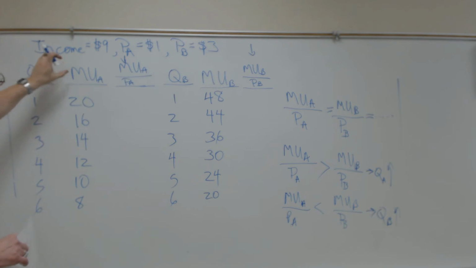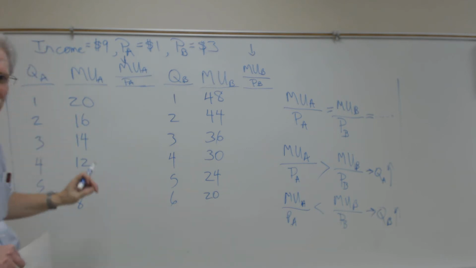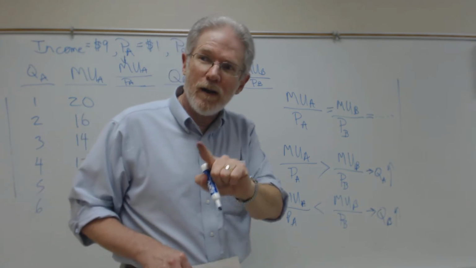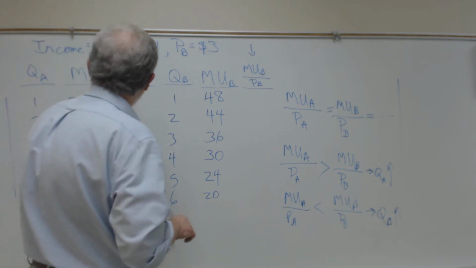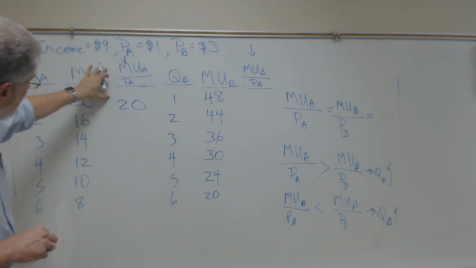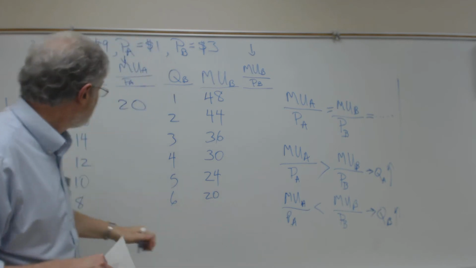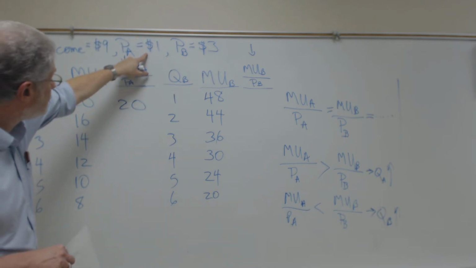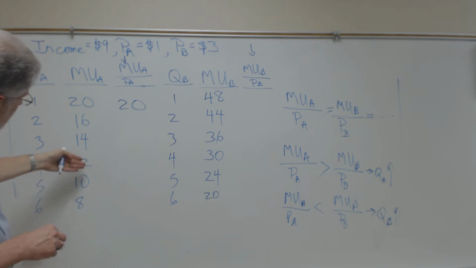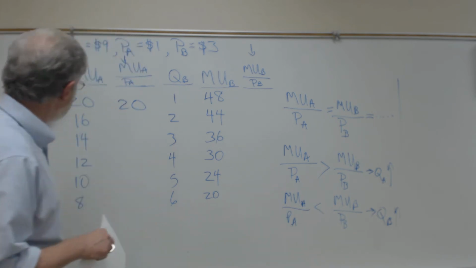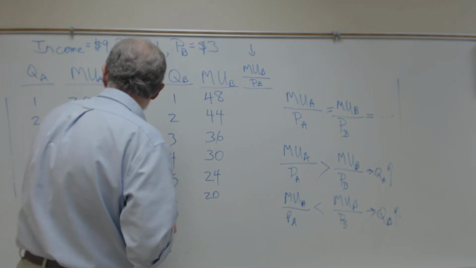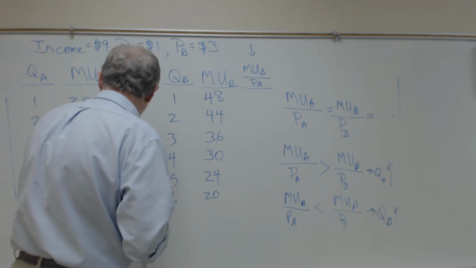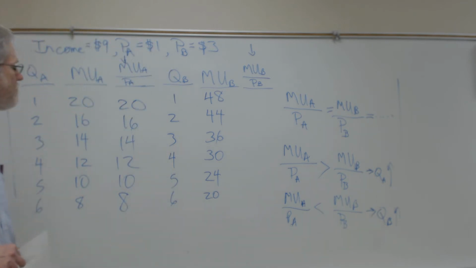See, this means if he gets the first apple, he gets 20 units of utility. He has to spend $1 to get it. So the marginal utility per dollar spent is going to be 20. Now, for apples, I've made this really simple. When we divide by the price, since the price is only 1, each one of these numbers is going to be the same as the utility column because we're simply dividing by 1. So this will be 16, 14, 12, 10, and 8. So this is going to be a really important column.